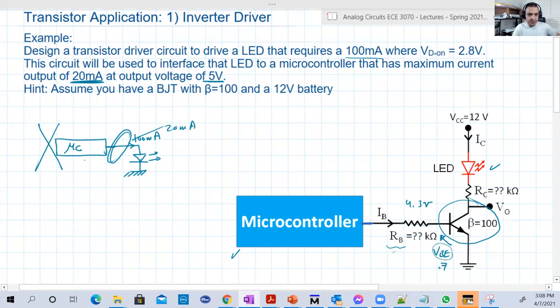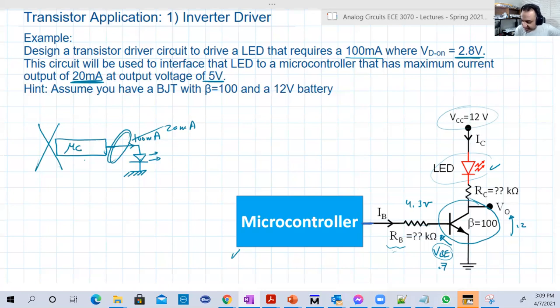And the same goes for RC. This LED needs 2.8 volts when it turns on. Remember, this transistor should work in saturation, so VCE will be 0.2. If there is no RC, then of the 12 volts coming out of VCC, 0.2 will go to the transistor VCE and the rest, 11.8, will go to the LED. So the LED will conduct an extremely high current and will eventually burn. So we need this resistor here so it can take the rest, which is basically 9 volts. That's why we put in these two resistors.